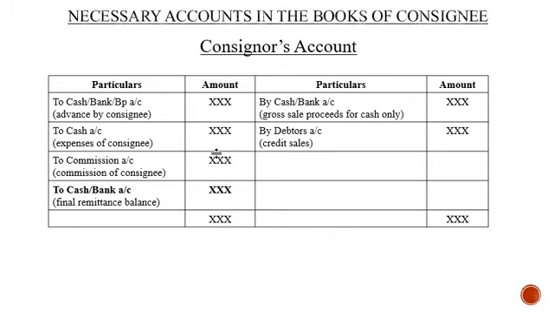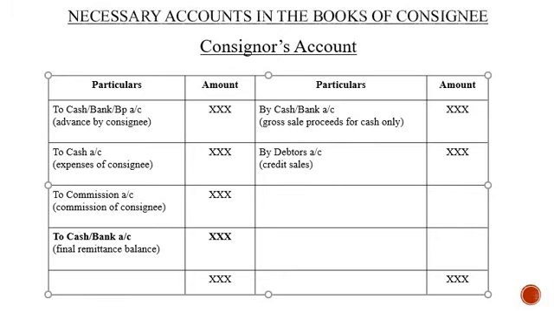And how does he make this consignor's account? To the debit side of the consignor's account, he will have cash, bank or bills payable account, that is advance taken by the consignee. Next, to cash account, that is expenses incurred by the consignee. To commission account, commission of consignee. Then by cash or by bank account, this is nothing but the gross sales proceeds for cash only. Next, by debtors account, that is credit sales.